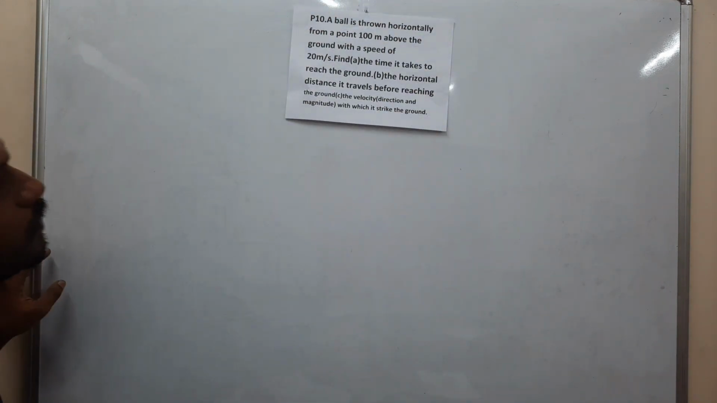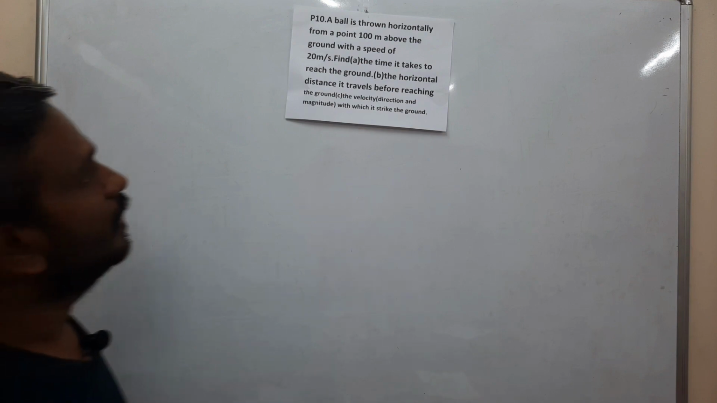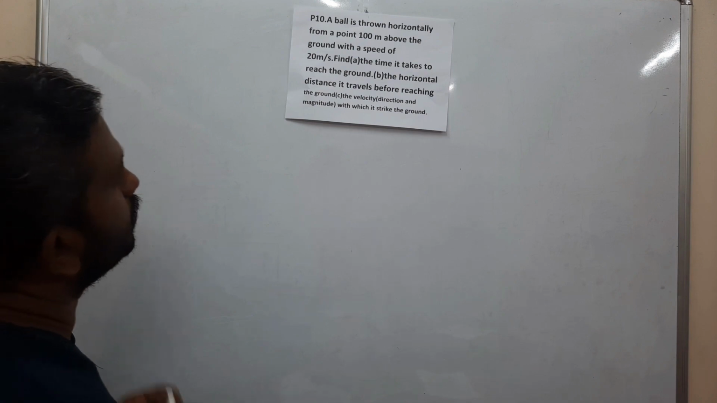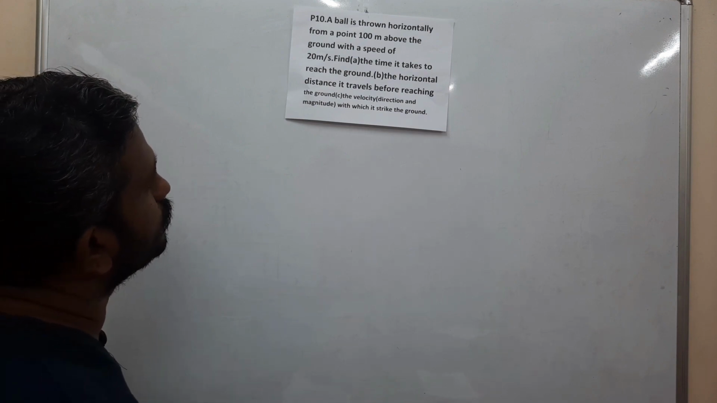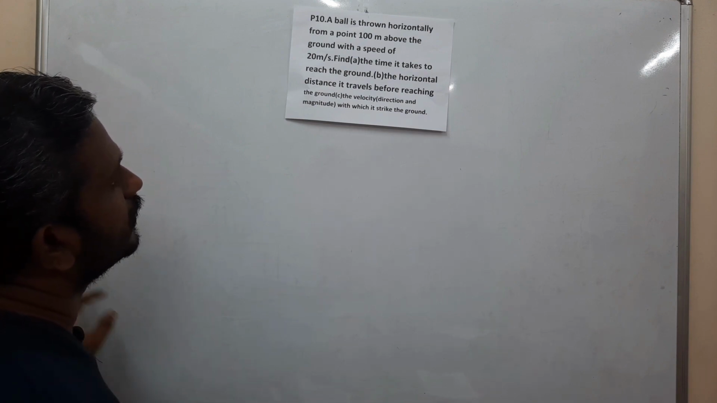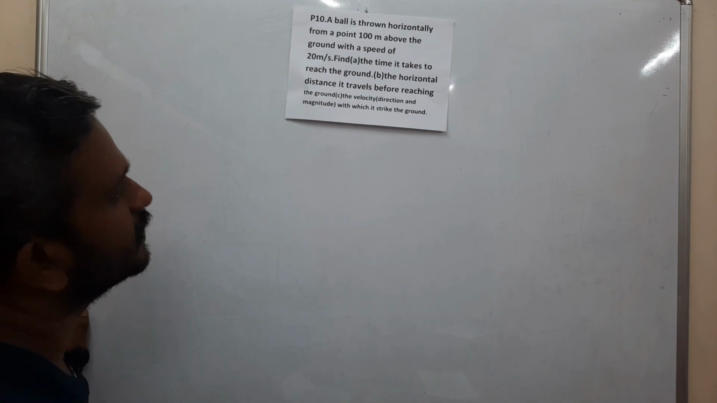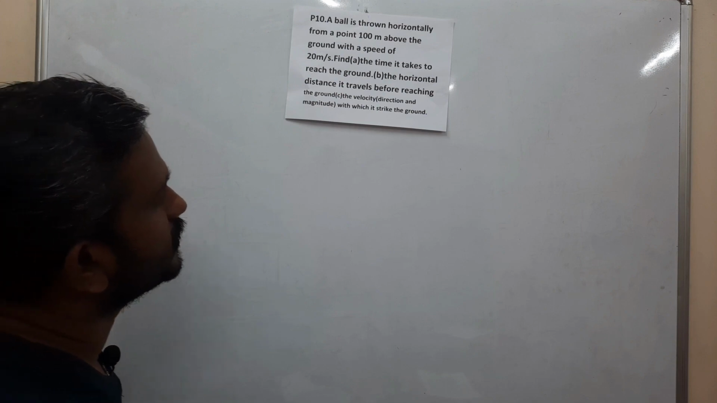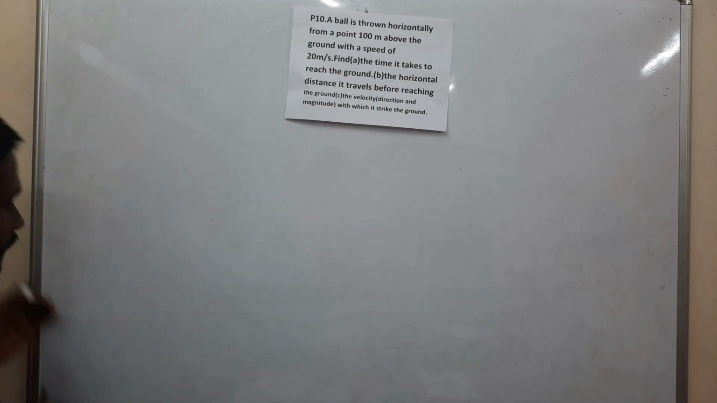A ball is thrown horizontally from a point 100 meter above the ground with a speed of 20 meter per second. Find the time it takes to reach the ground, the horizontal distance it travels before reaching the ground, and the velocity, direction and magnitude with which it strikes the ground.